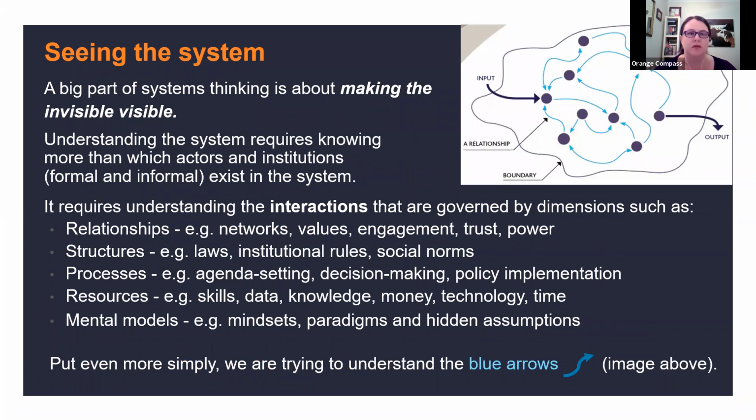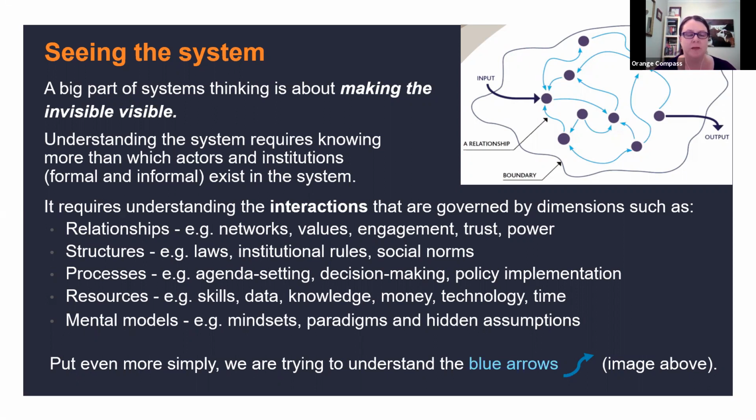So as I said before, a big part of systems thinking is about making the invisible visible. And I talked about the blue arrows. What do I mean by those blue arrows? Essentially what we're saying is it's not enough just to focus on actors and institutions in the system. There's a tendency for us to do that because they're visible. What we're saying is there are a lot of things that govern interactions between parts in the system that set up all sorts of patterns that we also have to have an eye on.